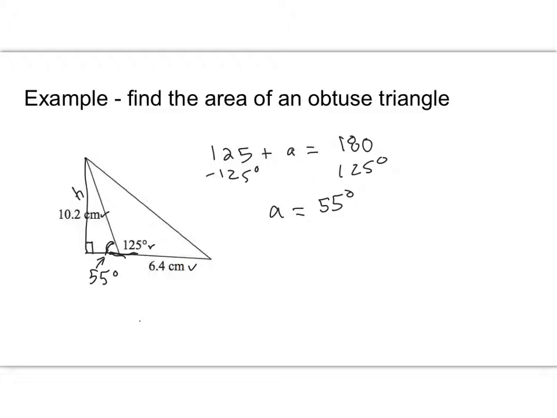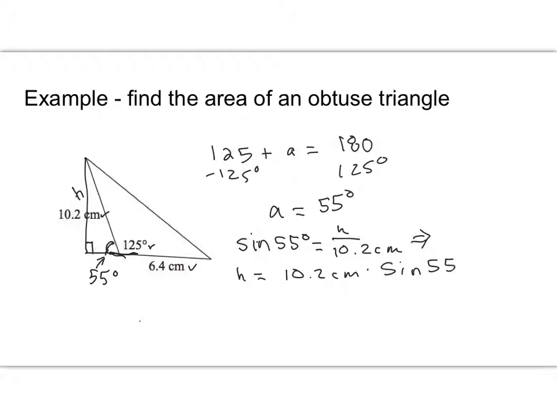So now I can go ahead and use the sine ratio to find the height. The sine of 55 degrees is going to be equal to the height over 10.2 centimeters, which means that my height equals 10.2 centimeters times the sine of 55 degrees. Note that I'm working in degrees, so my calculator should be in degrees.